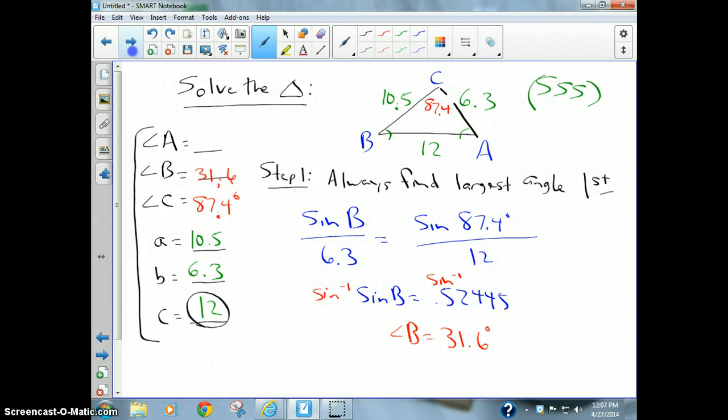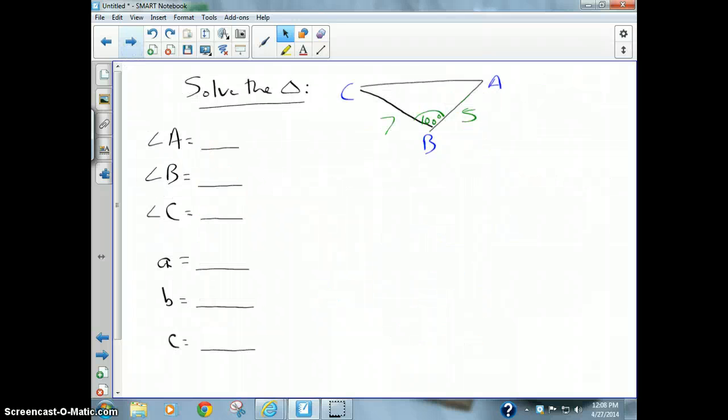Sorry, for some reason the smart board's not working quite exactly. But now if you know those two angles, it's easy to figure out angle A. All you do is subtract from 180, and you end up getting angle A comes out to be 61 degrees. And you have solved your triangle. That's how you use the law of cosines. Now, I want you to try one. I want you to solve this triangle, please. Pause the video and see if you can come up with all the answers.